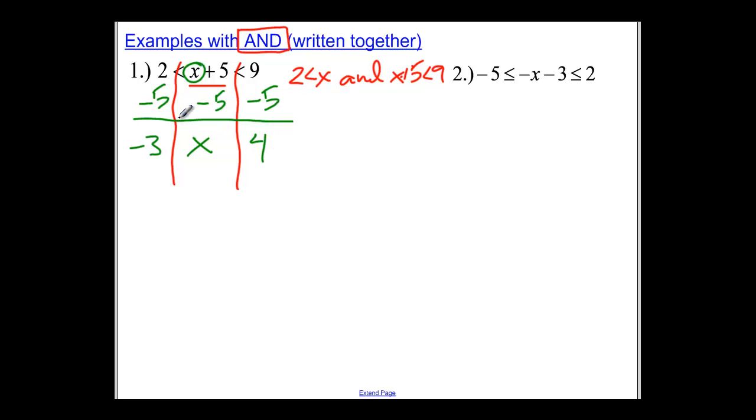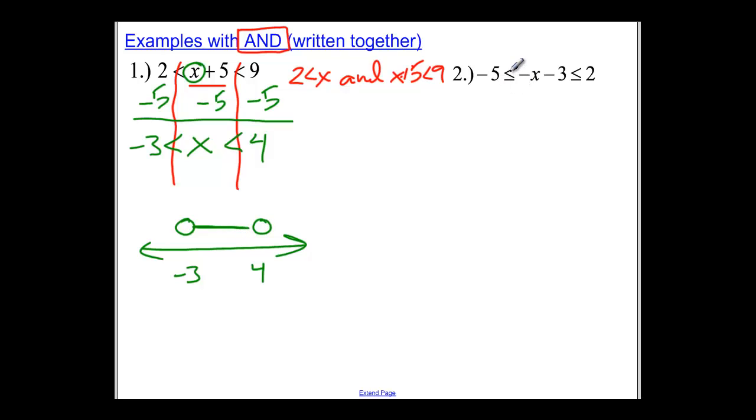So I asked the question, did I multiply or divide by a negative number? No. So I'm going to bring the signs down as they were. And being that x is in between, this is an "and" statement. X is bigger than -3, and x is smaller than 4. So I'm going to put on a number line -3 over here, 4 over here, and no lines underneath, so open circles, and it's in between. Bigger than -3, but less than 4.